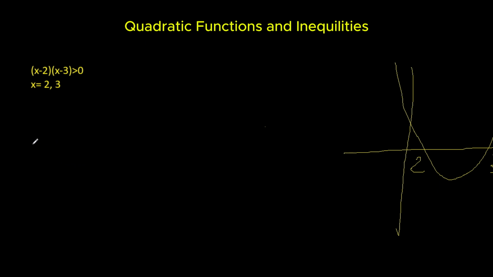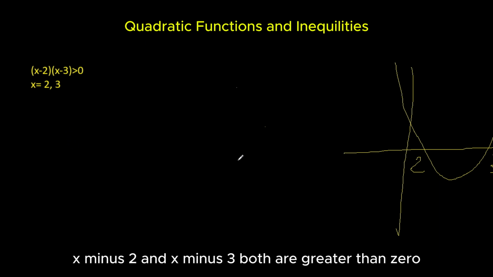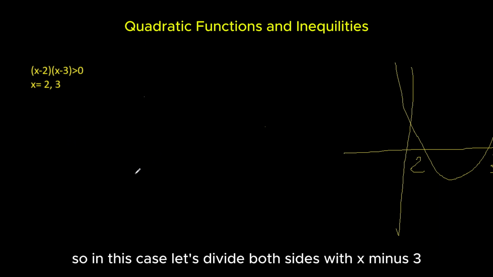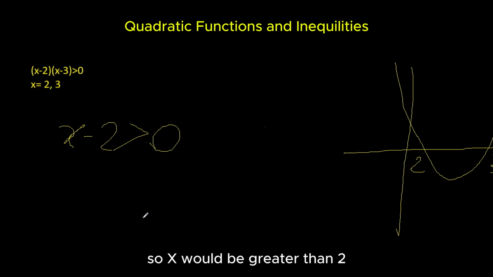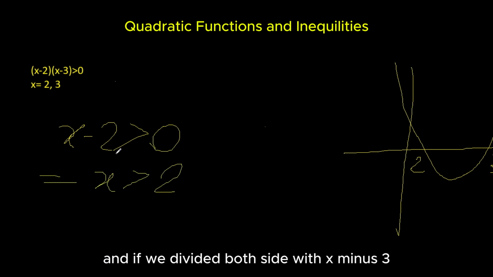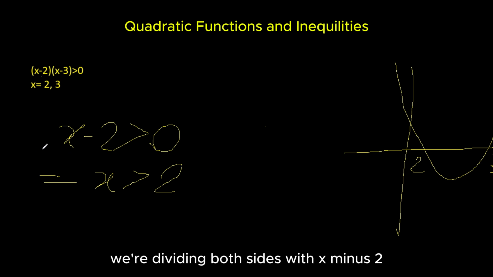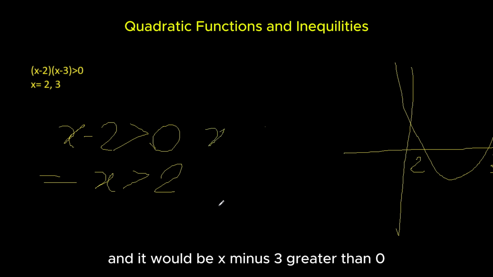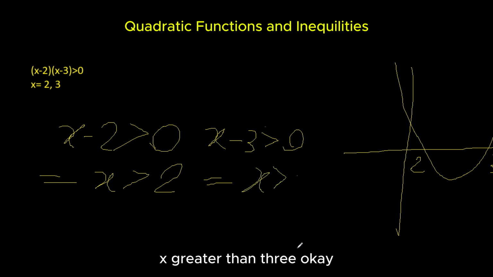So imagine that they're both positive. X minus 2 and x minus 3 both are greater than 0. So in this case, let's divide both sides with x minus 3. So it would be x minus 2 is greater than 0. So x would be greater than 2. And if we divided both sides with x minus 2, then it would be x minus 3 greater than 0, which we can simplify to x is greater than 3. Okay, x greater than 3.